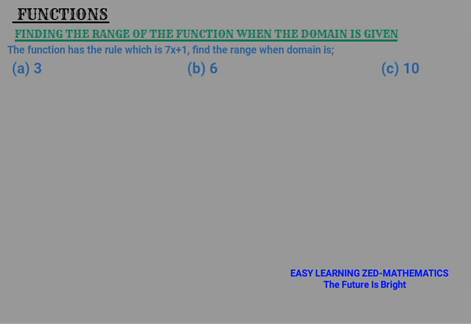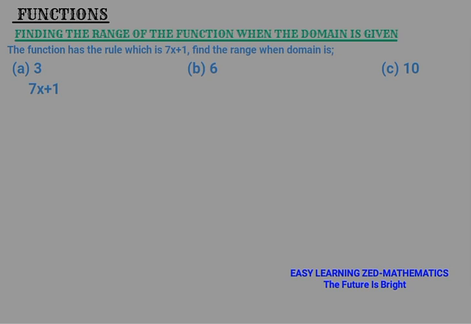So down here we have a question which is: the function has the rule 7x plus 1. Find the range when the domain is A 3, B 6, C 10. So we're asked to find the range and the domain is given. Okay, so what we need to do is first identify the rule of this function, which is 7x plus 1. That is the rule.